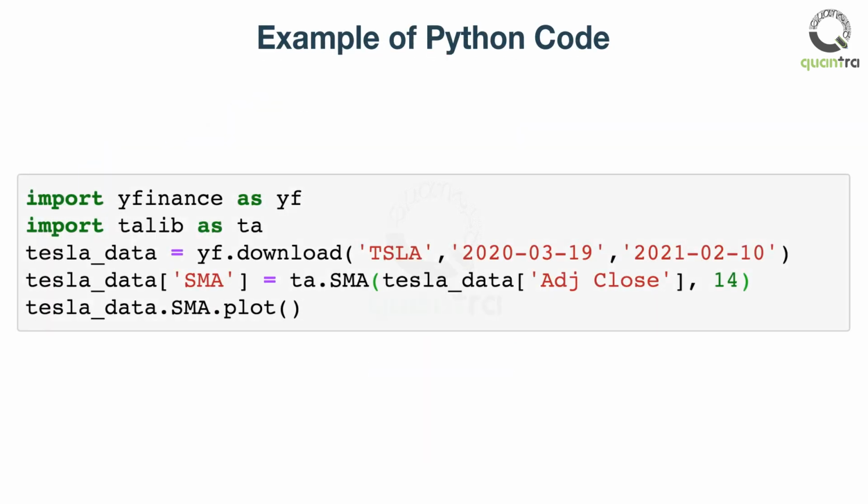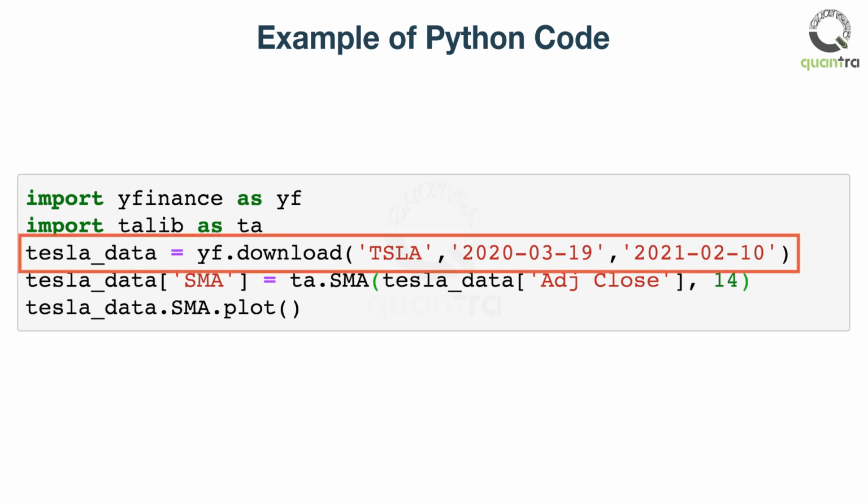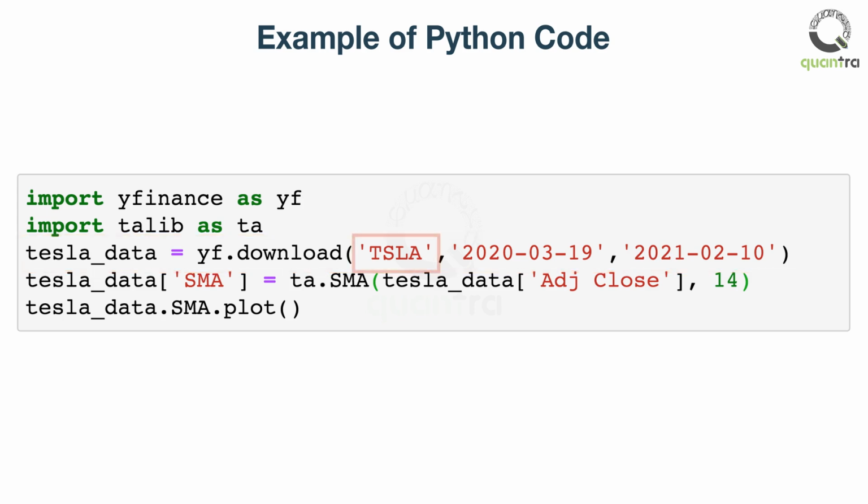Pause the screen here and go through and interpret each line of code. You can see that in the first two lines, the Yahoo Finance and TA-Lib library is imported. In the next line, data for Tesla from March 19, 2020 to February 10, 2021 is retrieved. TSLA is the stock ticker for Tesla.